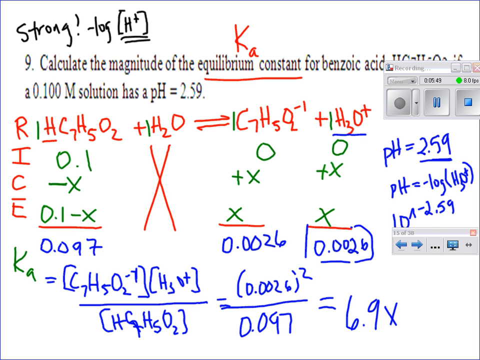Times 10 to the negative 5th, okay. Now you see how I was like, 10 to the 5th, really? Why would I be like 10 to the 5th? Any ideas?